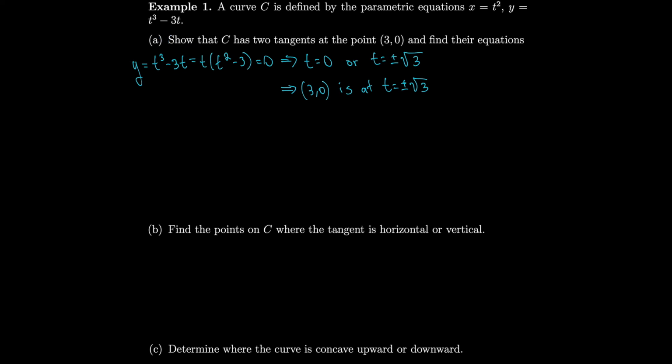So now that we know what our point is, let's find what our derivative is. We can't just use dy/dt, because the slope of our tangent line is dy/dx. So we calculate dy/dx by taking the derivative of y with respect to t and dividing it by the derivative of x with respect to t. So if we look at dy/dt, well, y is equal to t cubed minus 3t. So taking the derivative with respect to t, we get 3t squared minus 3 by the power rule, and then dx/dt is just 2t.